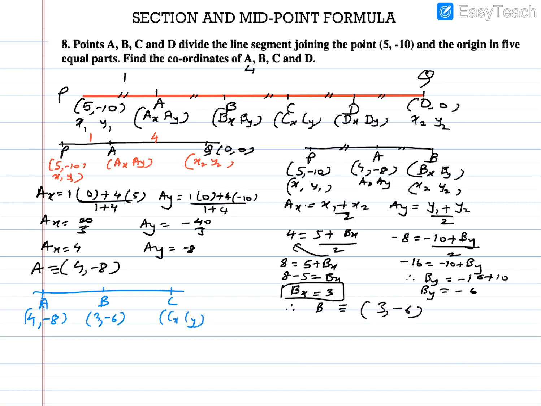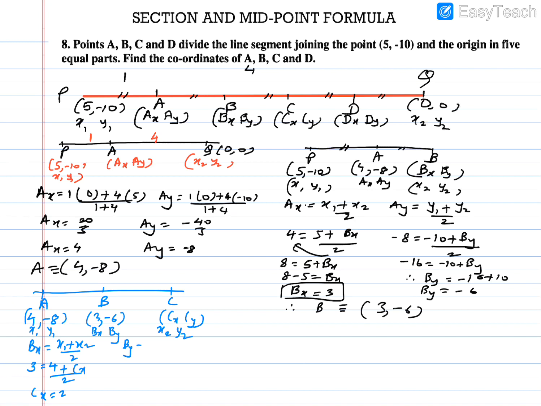So B midpoint formula, again this is x1 y1, this is x2 y2, and this is bx by. Again, what is the midpoint formula now? I will write bx equals to x1 plus x2 upon 2. So what is bx? Bx is 3, x1 is 4, x2 is cx upon 2. When you solve this, cx will be equals to 2. 6 minus 4 will be 2.